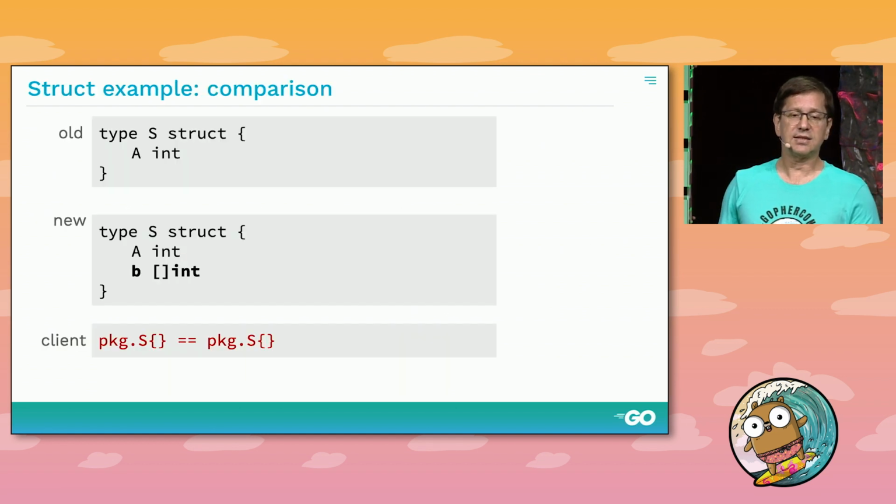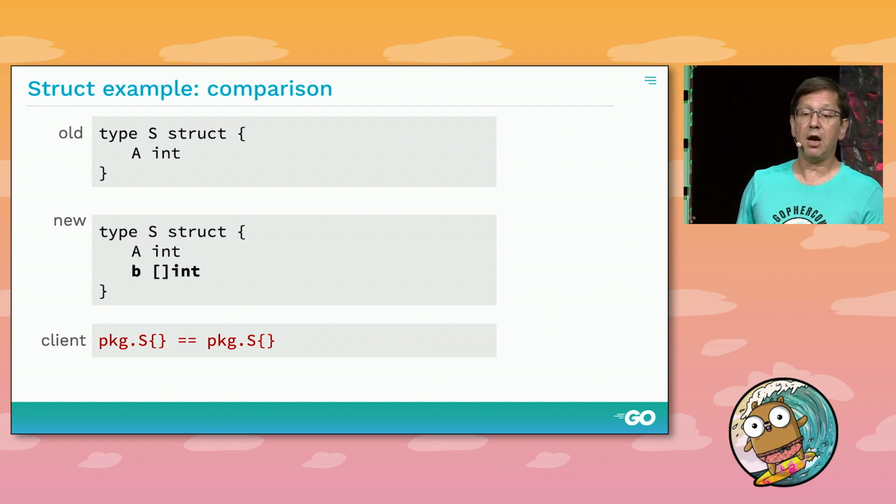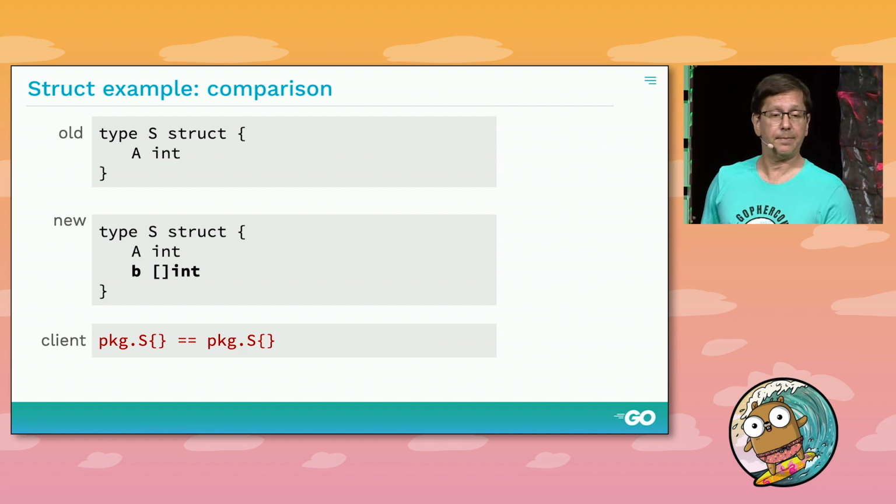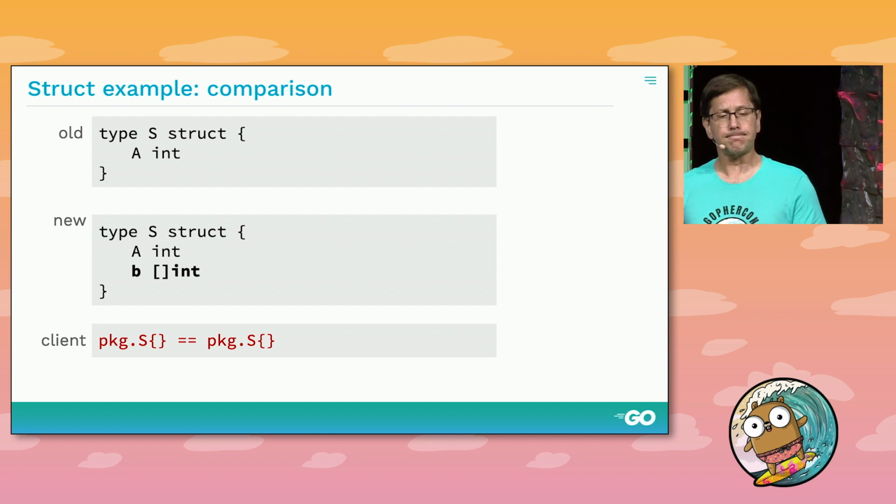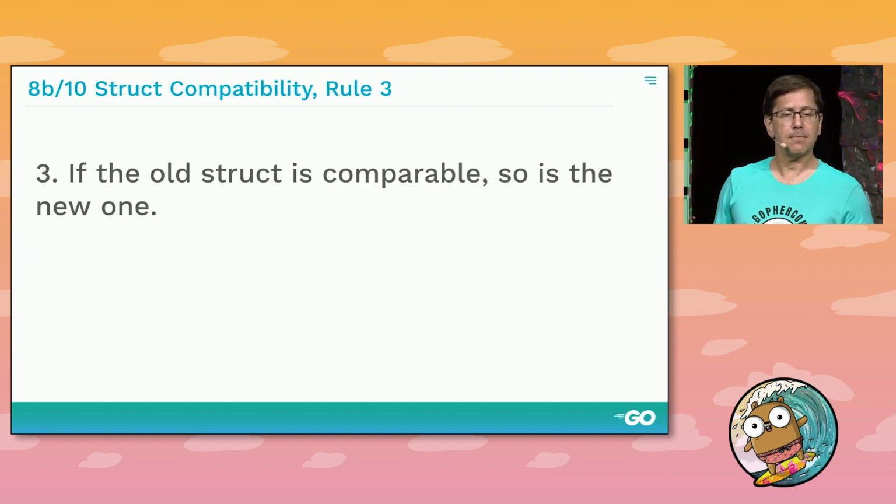Here we have a struct that has a single field of type int. Ints are comparable, so S is too. Now we add an unexported field to S of slice type. Slices aren't comparable, and voila, now the struct isn't either. We've broken client code that compared the struct, like the line at the bottom of the slide. And we did that by adding an unexported field. If this example looks familiar, it's because I showed it at the beginning of my talk.